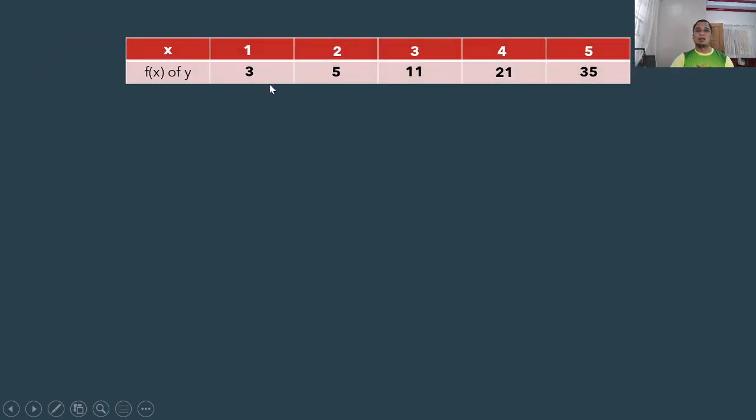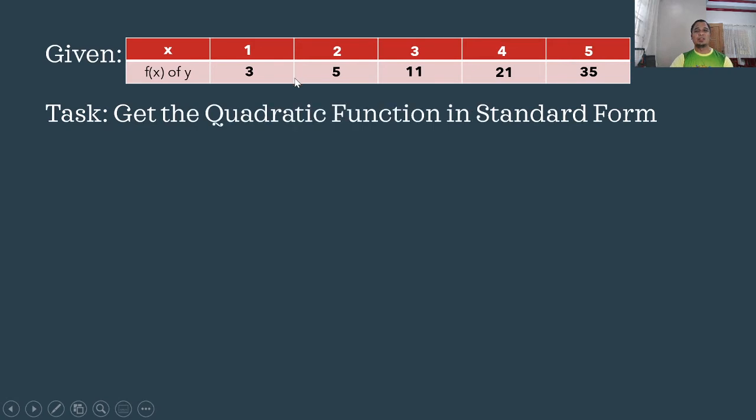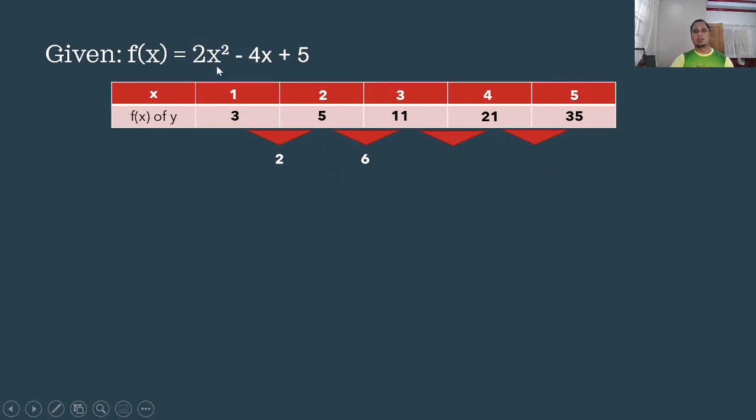Now, let's say for example, this will be our given. Kanina nakita natin yung value natin ng quadratic function. Balikan lang po muna natin. Eto. F of x, this is also y, is equal to 2x squared minus 4x plus 5. Which means, kung ito yung table of values na makukuha po natin, we are expecting that the quadratic function that we will come up with is this given. Okay?